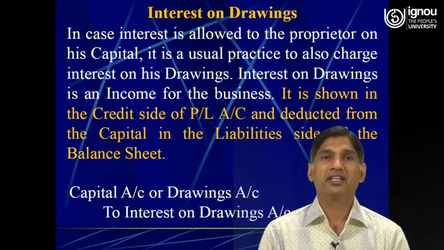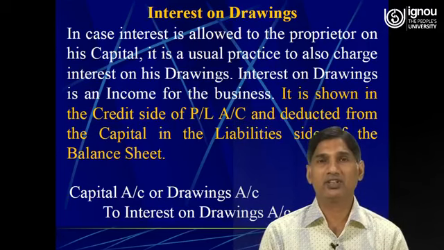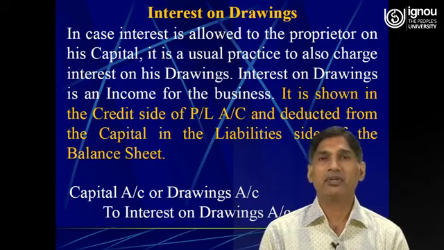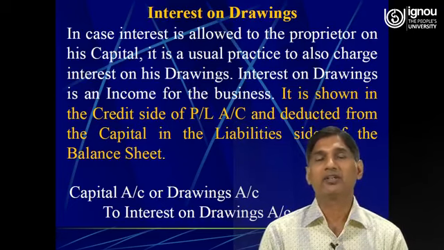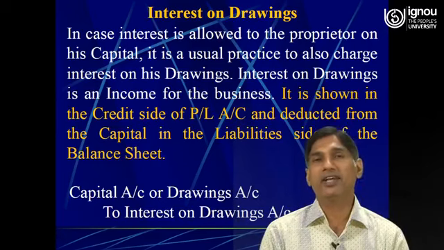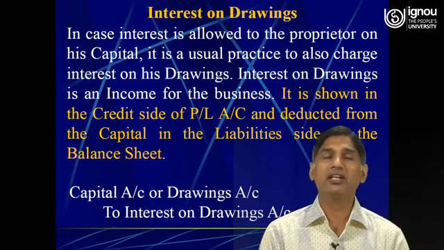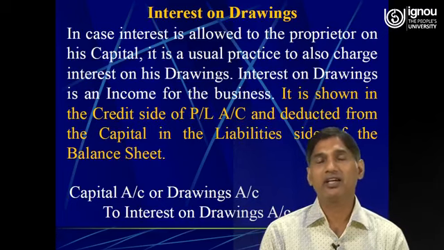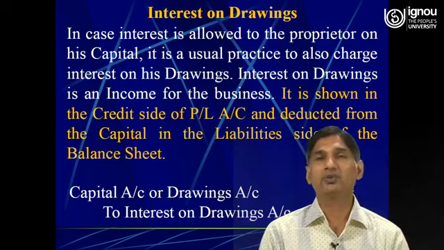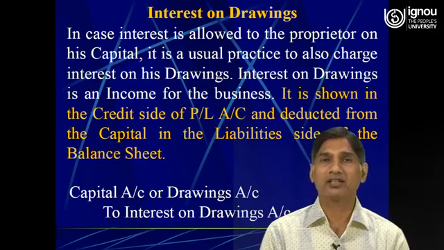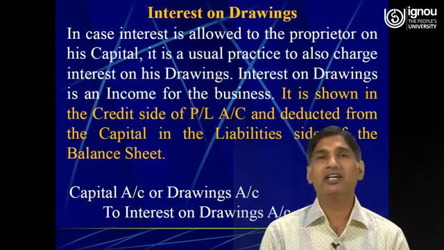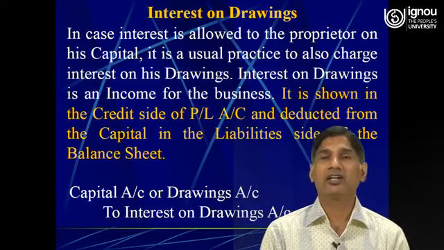Next, the journal entry for this adjustment would be capital account debit or drawings account debit to interest on drawing. Because if we debit the drawing account, it will automatically enhance the amount of the drawing, and when the amount of the drawing is enhanced, it will automatically reduce the amount of capital of the proprietor in the business. Or we can directly debit the capital account, so it will reduce the amount of the capital, because capital is a personal account.